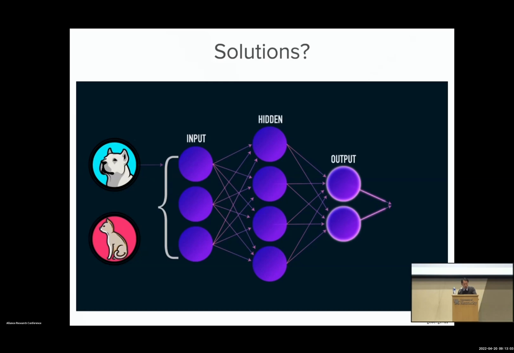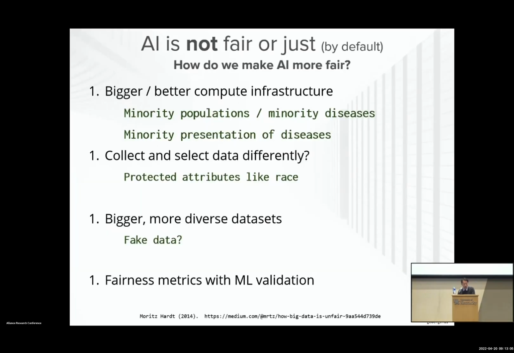Great. So what are some of the solutions? This is kind of my summary slide. AI is not fair or just, right, by default. And so, wow, everything is number one, huh? This got copied over from Google Slides. So clearly the export function doesn't work perfectly.